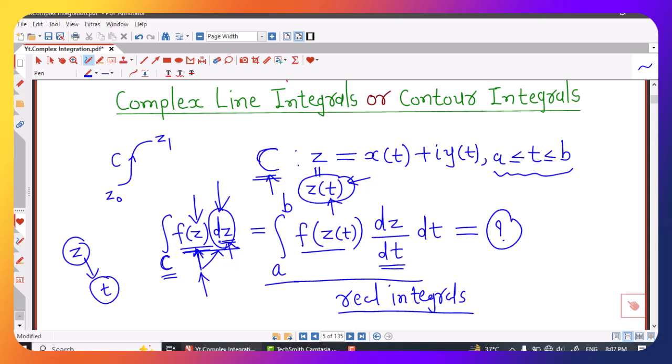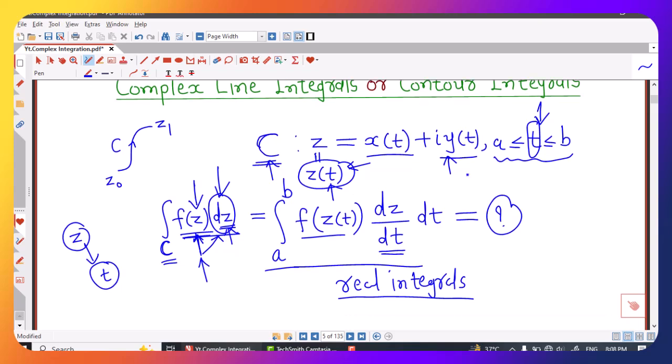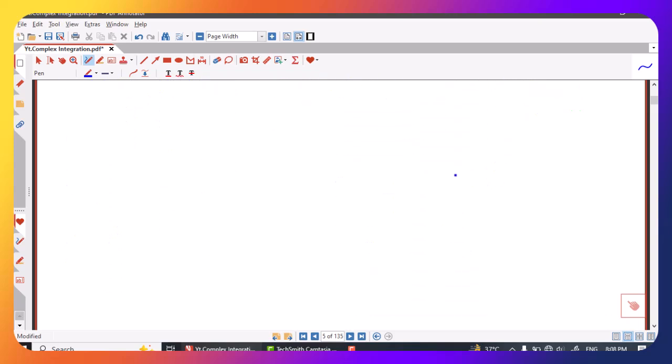So our aim in this contour integration or complex line integral is to convert the given function from two variables, say x and y, to a single variable which we call the parameter t. If required, we can use the definition of the given curve in which we can convert either y in terms of x or x in terms of y, and we will consider either x as parameter or y as parameter. All these things will be clear once we start with examples of contour integrals. But this is the idea of contour integral or complex line integral.